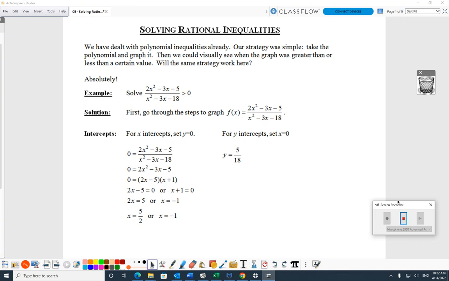Today's lesson is called Solving Rational Inequalities. And all that means is we're going to have some rational over here and then a greater than sign instead of equal. That changes the game a little bit. Fair warning, this lesson comes in two parts.